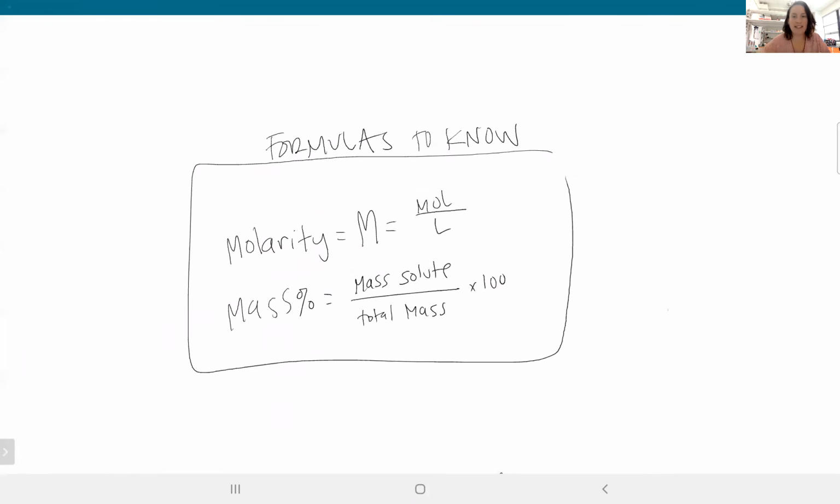Some important formulas to know are the molarity formula, which is capital M, big M, equals moles over liters. And the other formula that'll be useful is the mass percent formula, which is the mass of the solute, in our case acetic acid, over the total mass, which will be the mass of the acetic acid plus the water it was dissolved in in the vinegar solution you buy from the store, and multiply that by 100%. So those are the two formulas you'll be using a lot of in this lab.